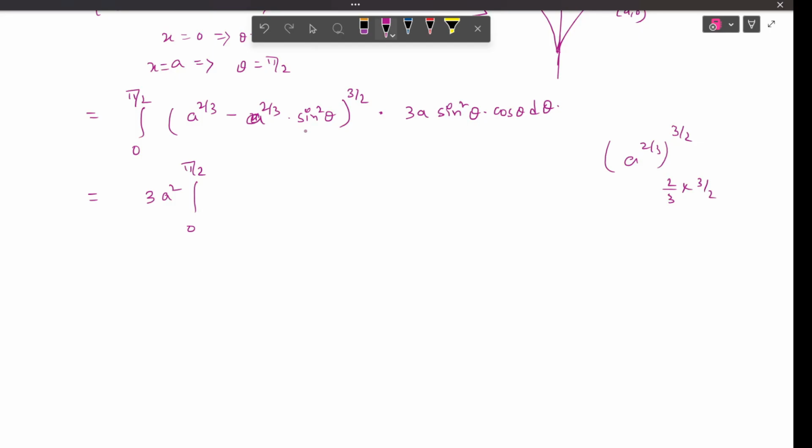This is 1 minus sin square theta, that is cos square theta, and this cos square and this 1 half will cancel out, and you will get cos cube theta. Cos cube theta and cos theta, this would be cos to the power 4 theta multiplied by sin square theta d theta.